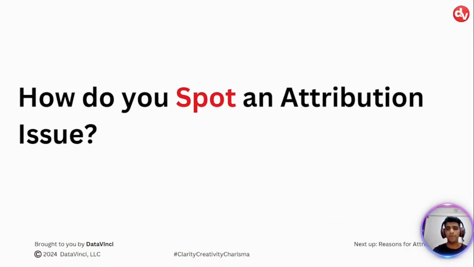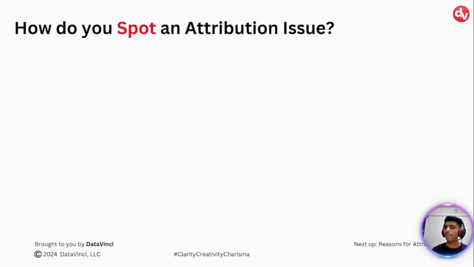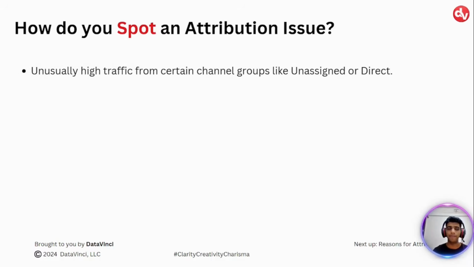Moving on to how to spot an attribution issue. Spotting an attribution issue is somewhat similar to how a doctor diagnoses a patient. They first check for symptoms, and after checking the symptoms, they prescribe the patient some tests, right? So what are some of the symptoms that you should look out for?